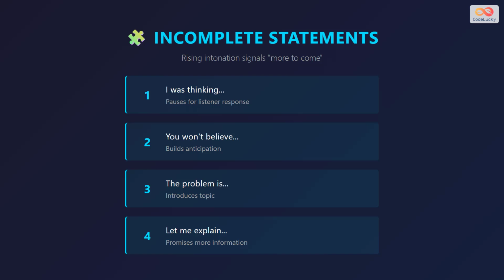Rising intonation is also used for incomplete statements. These are statements that suggest more information is coming. When you use rising intonation on an incomplete statement, it tells the listener you have not finished speaking. For example, I was thinking ... You were thinking about something but you have not said what. Or you won't believe ... This tells the listener that you are about to share something surprising. The rising pitch signals that more information will follow. The problem is ... This introduces a problem, but you have not explained what the problem is yet. Let me explain ... This promises that you will give more details. In all these cases, the rising intonation is essential for proper communication.